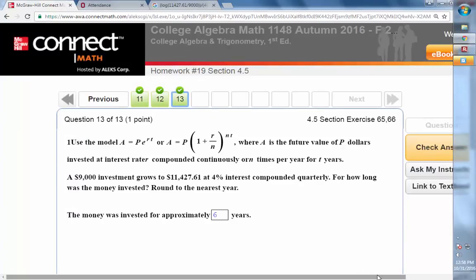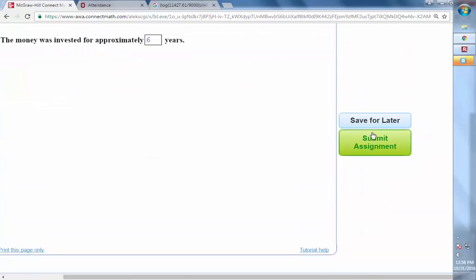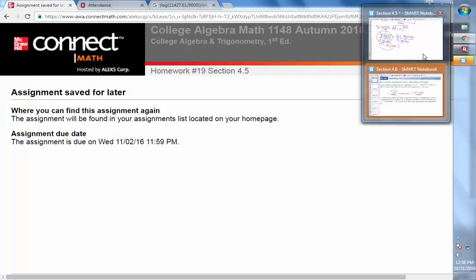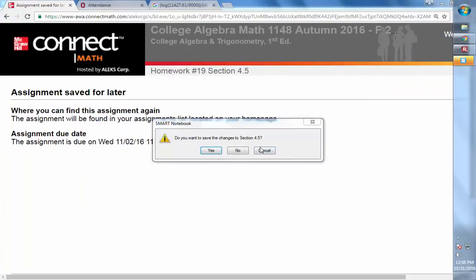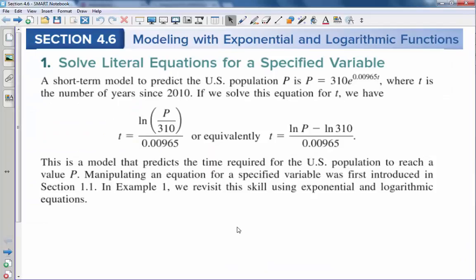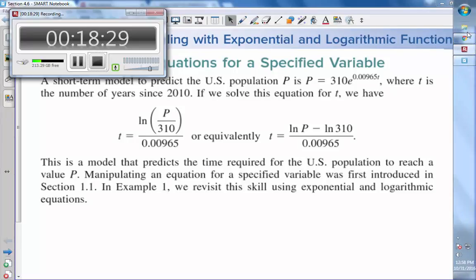This will complete our homework and start the next one, which is modeling with exponential and logarithmic functions. Basically, where do we use exponential and logarithmic functions? That's our topic next. Applications.